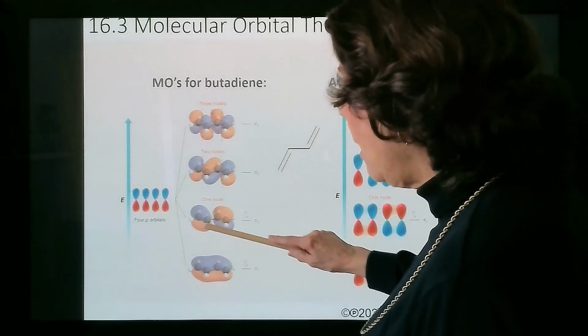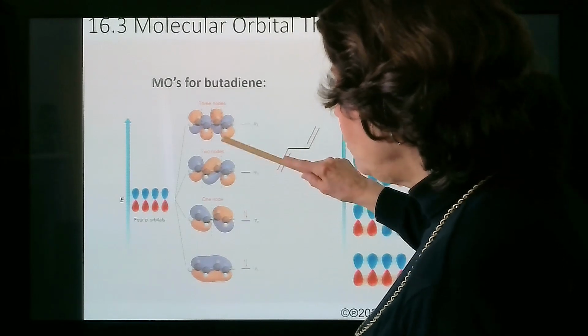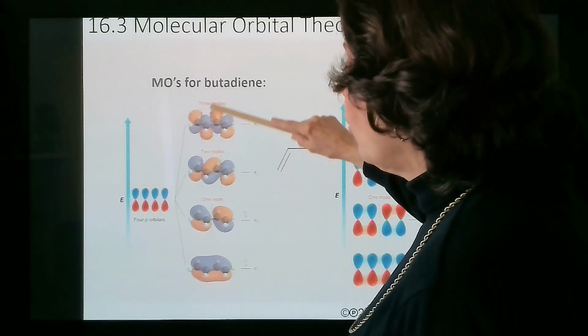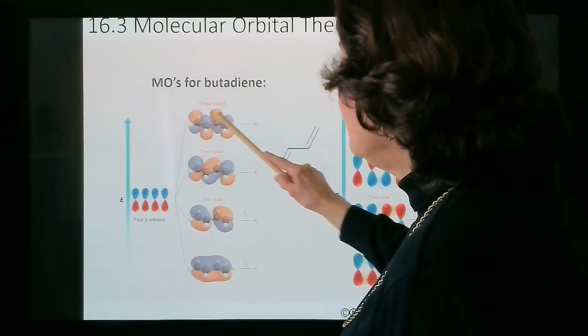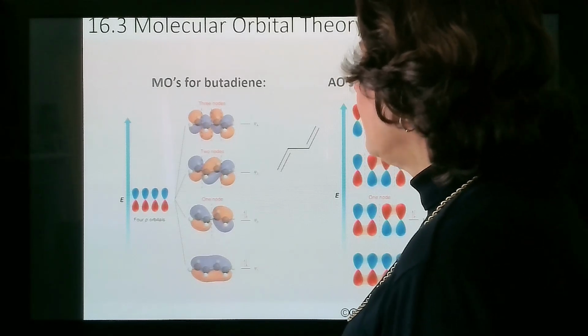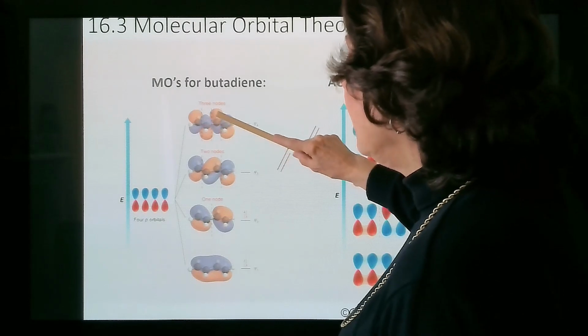The one with 1 node is increased in energy. The one with 2 nodes is a little bit higher. The molecular orbital with 3 nodes is the highest. So notice this one, the highest molecular orbital has no bonding interactions.